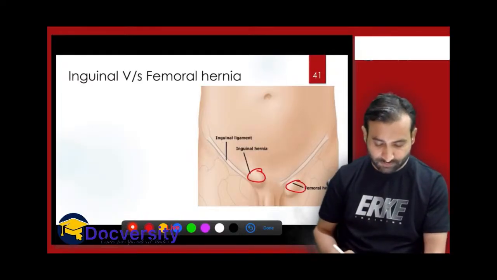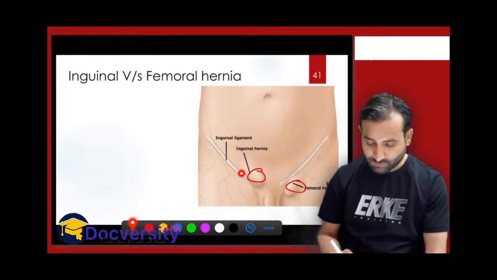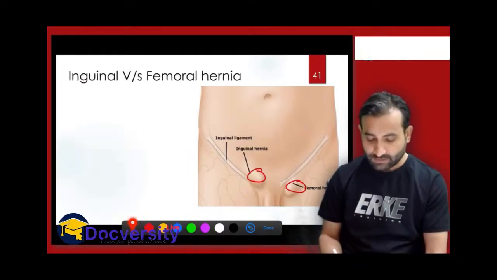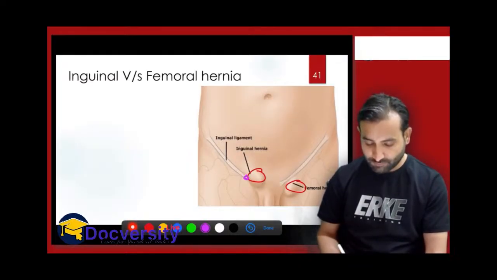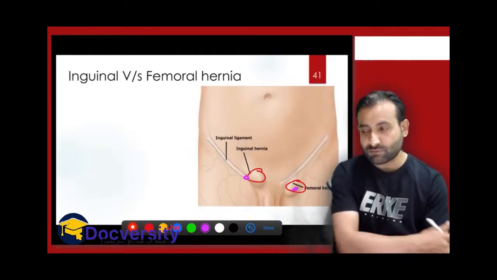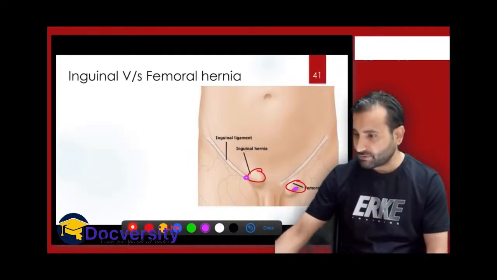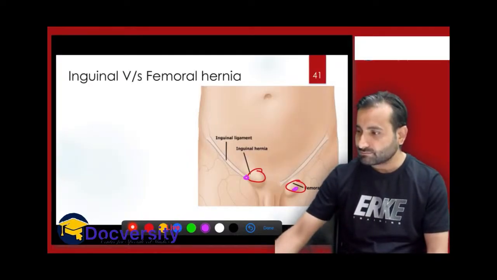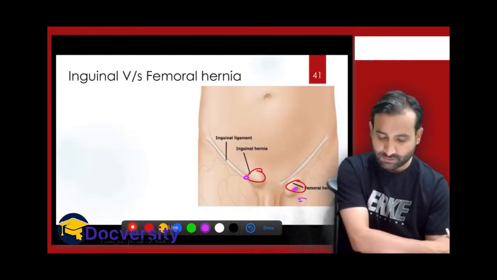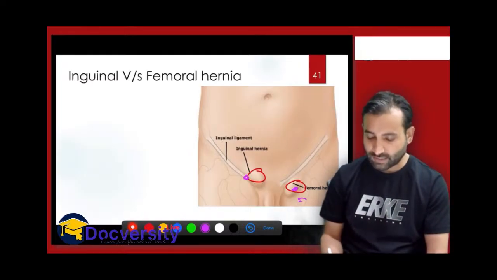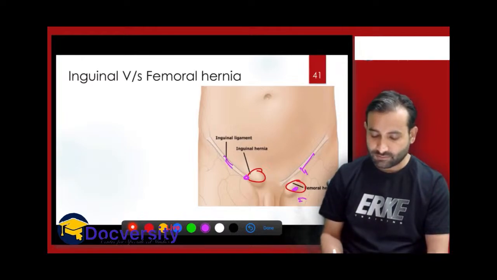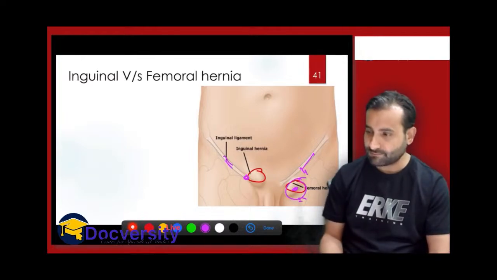And let's see over here the inguinal versus femoral hernia. This is inguinal hernia, this is femoral hernia. So what are the differences? Inguinal hernia is above the inguinal ligament, femoral hernia below the inguinal ligament. And inguinal hernia is medial to the pubic tubercle. Here we have the pubic tubercle. And the femoral hernia is lateral to the pubic tubercle. So please remember these are the differences, okay? Above and medial to the pubic tubercle is inguinal, and below and lateral to the pubic tubercle is femoral hernia. The differences you understand, right?